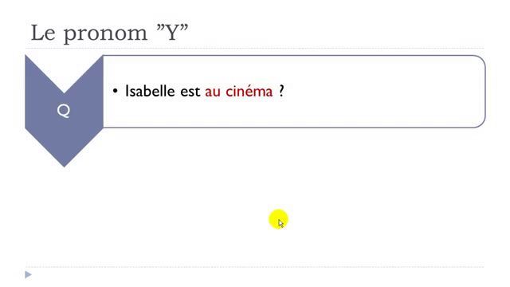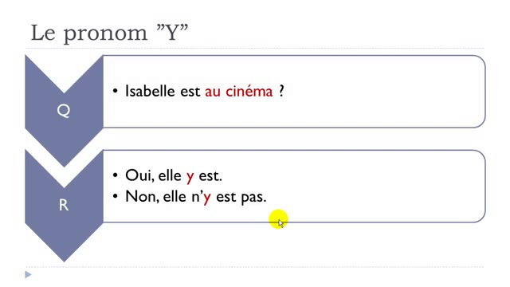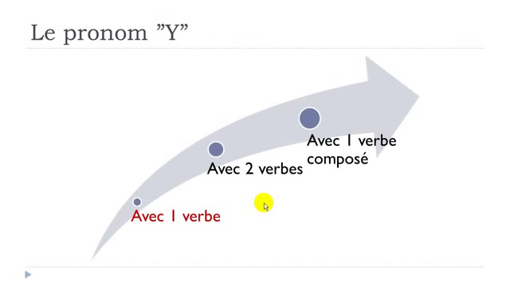Isabelle est au cinéma? Oui. Elle y est? Non. Elle n'y est pas. Same thing, okay? Negation here before your pronoun, but then "ne" is going away, and then "pas" after your verb. Okay? So let's see now how you construct it with one verb.